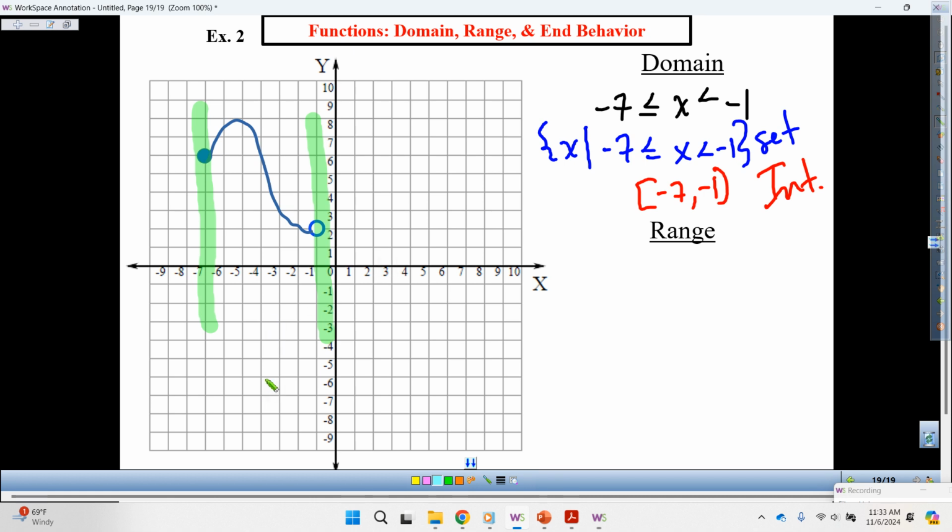Mariah, from the bottom, where do we start? What's the lowest? +2. Hands if you agree with that. That is correct. And what is the highest value for the Y? Eight. That is correct. Notice on this one, what threw us off? That we were trying to get this point, but isn't this part of the graph up here? Yes. So it goes from +2 all the way to 8.